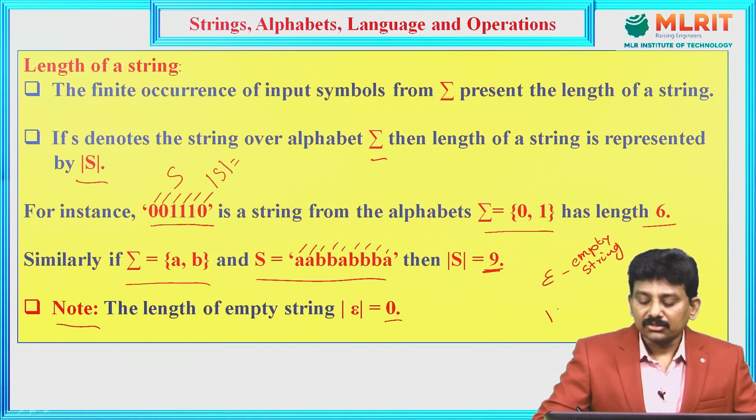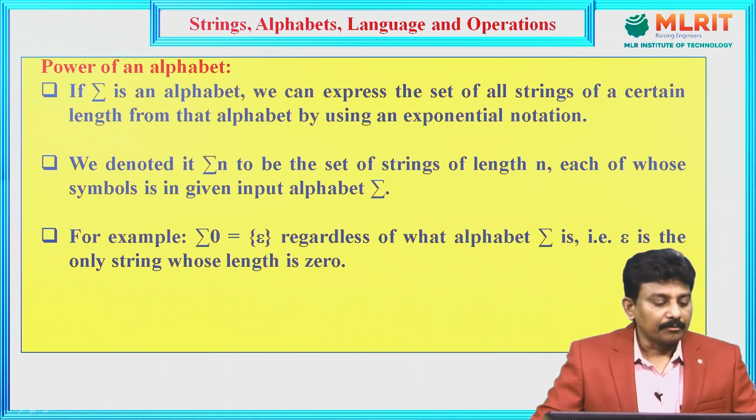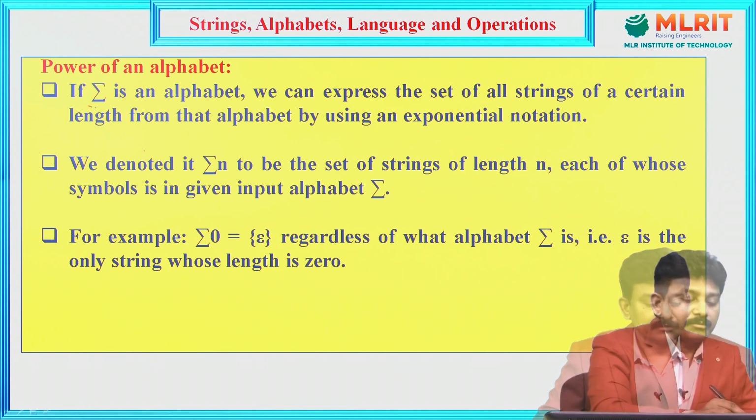Empty string means 0 occurrences. The length of the empty string is 0. 0 occurrences of symbols. Next, power of an alphabet.